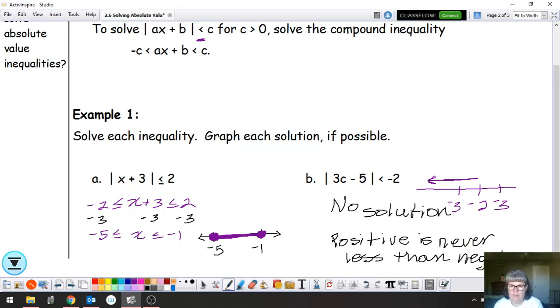So if you take the time to look at what the inequality is actually saying, you can determine, okay, am I actually going to have to write a compound inequality to solve it? Or is it one that doesn't have a solution? So make sure you take the time to read the statement and understand what it's saying before you jump right into writing a compound inequality and solving it.